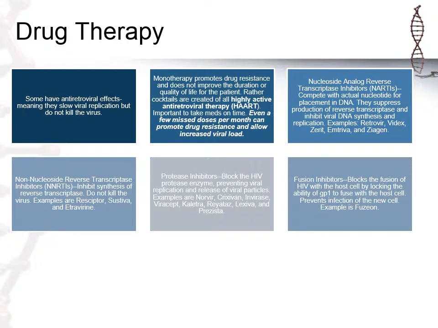Fusion inhibitors block the fusion of HIV with the host cell by blocking the ability of gp41 to fuse with the host cell, and it prevents infection of the new cell. An example is Fuzeon.